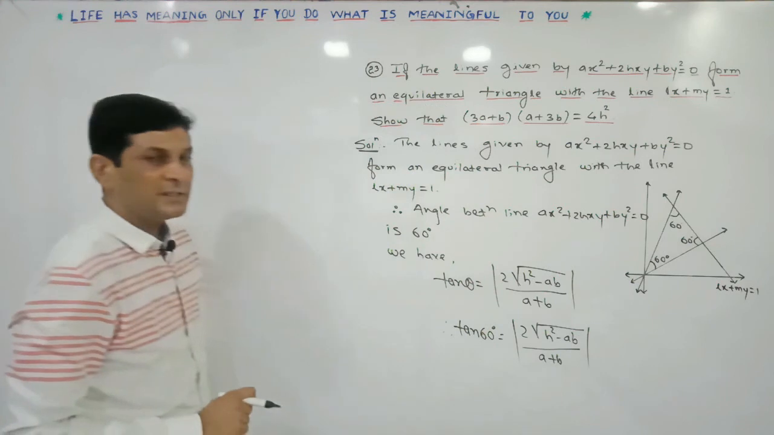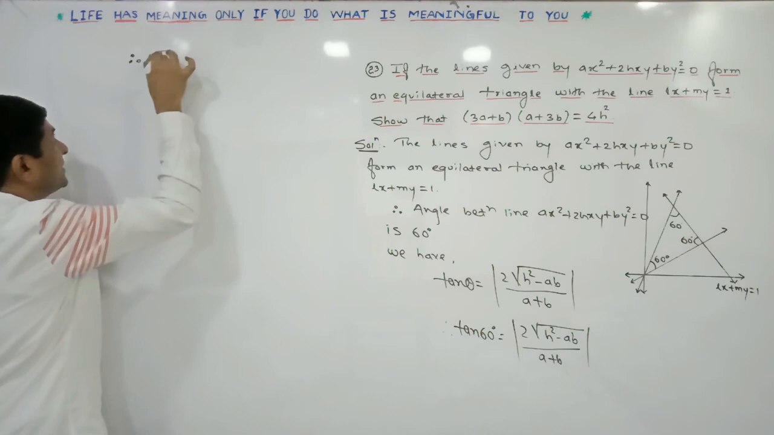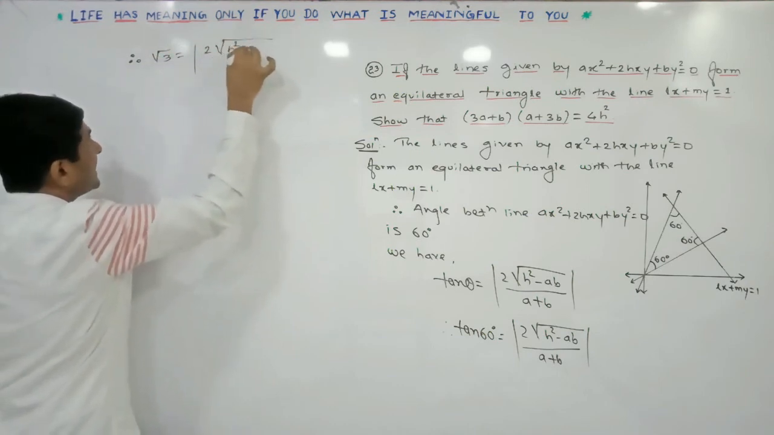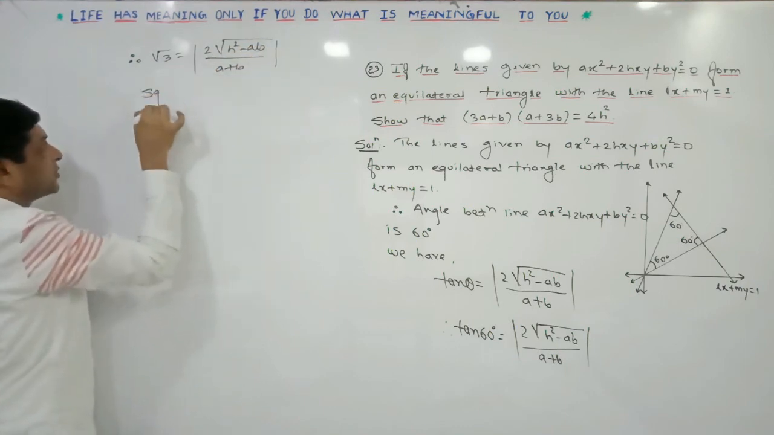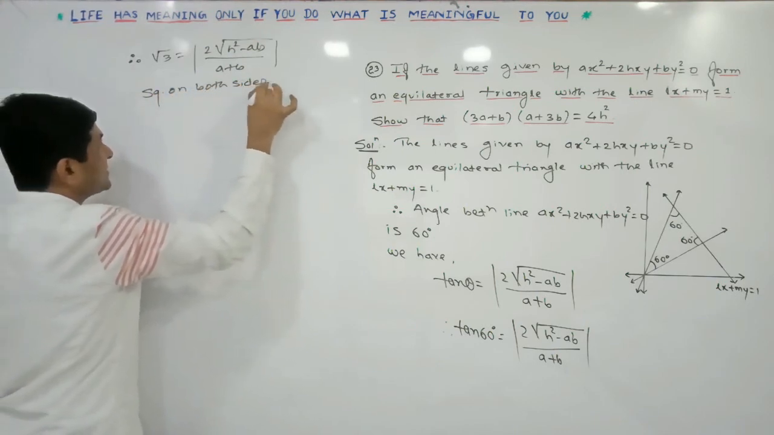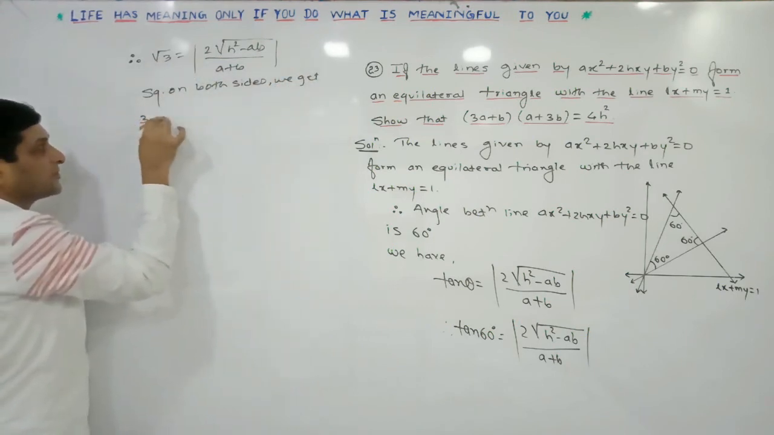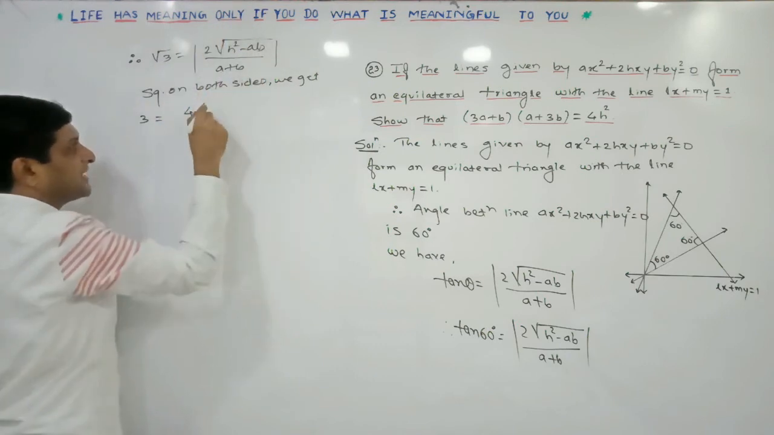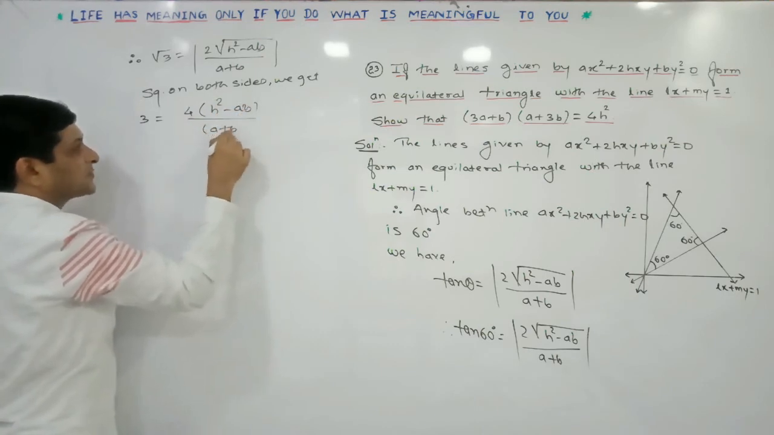Now we substitute tan 60 by its value. What is the value of tan 60? It is equal to √3. On the right-hand side, keep 2√(h² − ab) upon (a + b) as it is. We are squaring both sides. The square of √3 is 3. On this side, the square of 2 is 4. If we square this term, the root gets eliminated, so we get h² − ab, and in the denominator we get (a + b)².